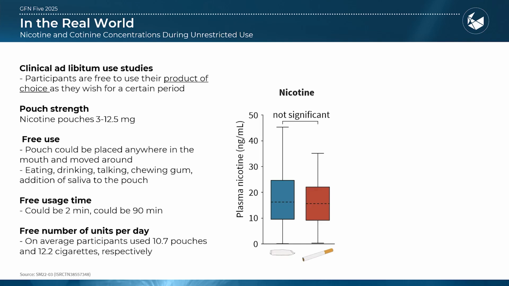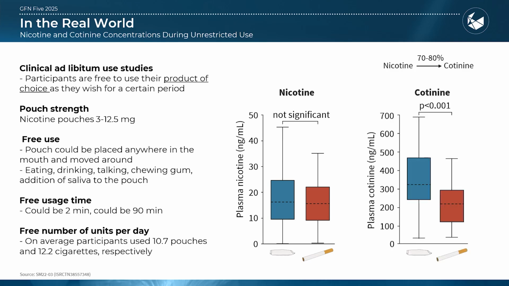Based on the previous slide, we know that nicotine delivery with a pouch is slower, so more nicotine is required to reach the same plasma concentrations as a smoker. 70 to 80% of the nicotine is metabolized to cotinine, a metabolite with almost no pharmacological effect, and it is here that we see the difference. The pouch users have taken up more nicotine. That didn't mean that their plasma concentrations were higher. It's just an effect of choosing a slower product.